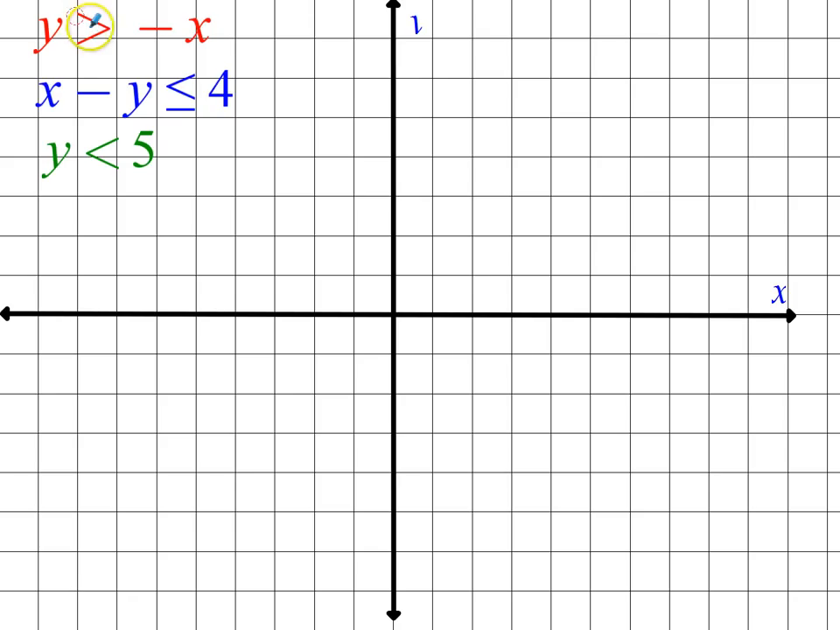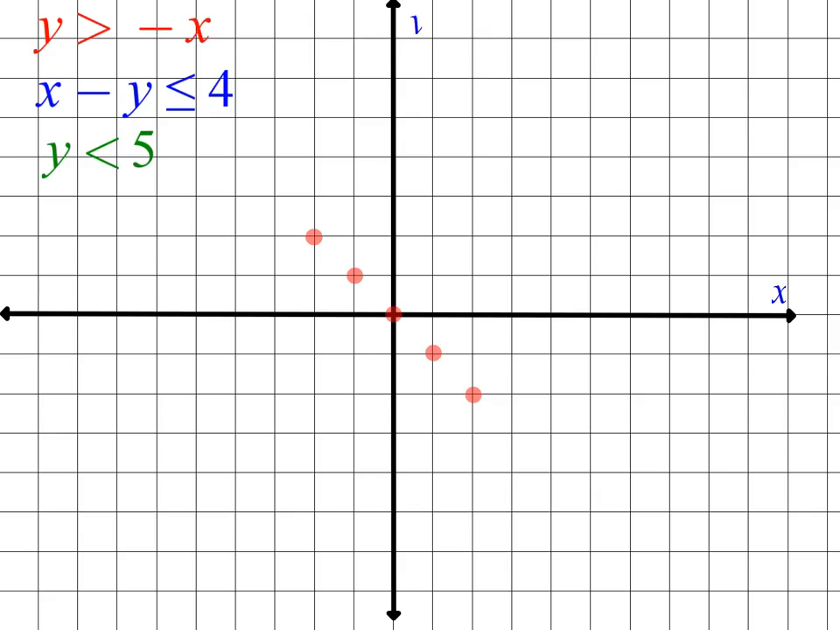First line is a red line. It's going to be dotted. This one's going to be solid. That one's going to be dotted. All right, so y is greater than negative x. This means I have a 0 intercept, right? And it's the parent line, but it's the opposite, so it goes negative. Okay, go up there, come down here, and here.